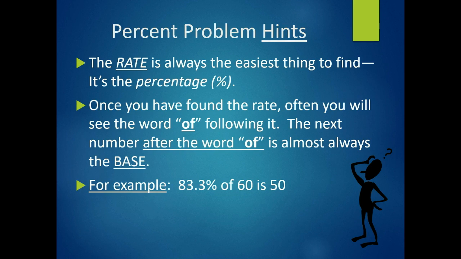To illustrate that, here we have 83.3% of 60 is 50. The rate, of course, is the percentage. Using the hint previously laid out here, we have the word of, and the number following it is 60, making 60 our base and leaving 50 the part.